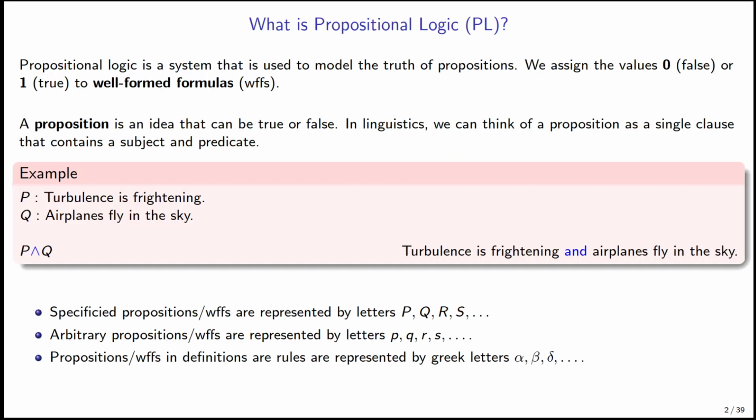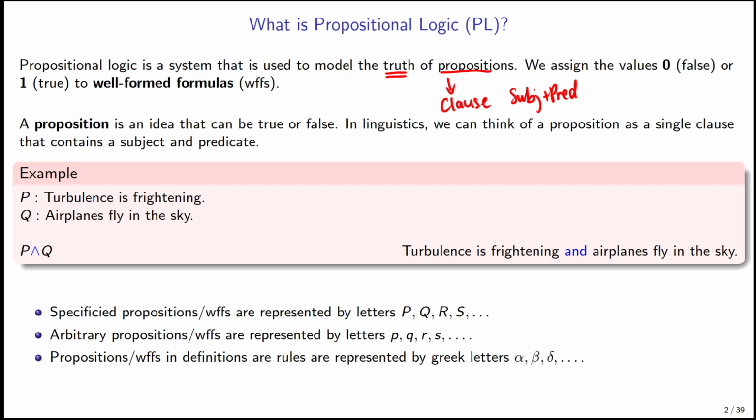So in this video, we're going to learn what it is and how to create a formula that is appropriate, or well formed. So propositional logic is used to model the truth of propositions. Now, a proposition, in our case, we can just think of as a clause. So it has a subject and it has a predicate. Really, you can just count the number of predicates that you have, predicate meaning verb phrases, and that tells you how many propositions are in a sentence.